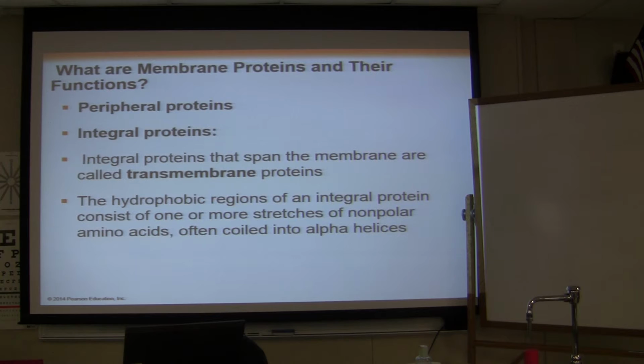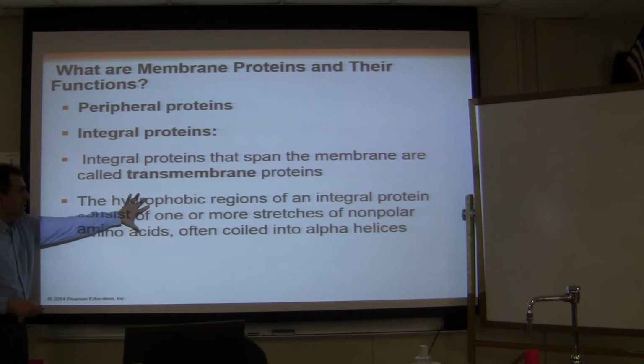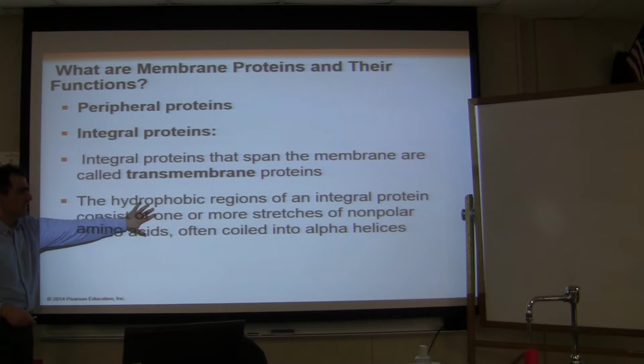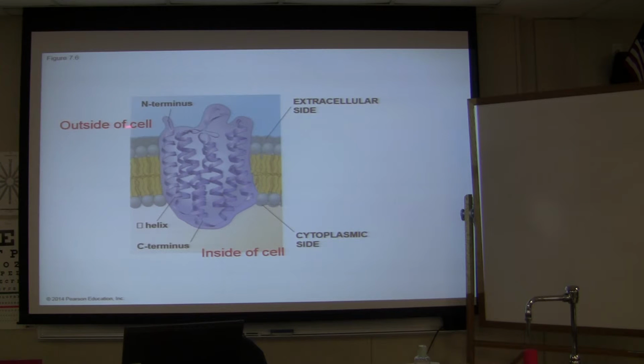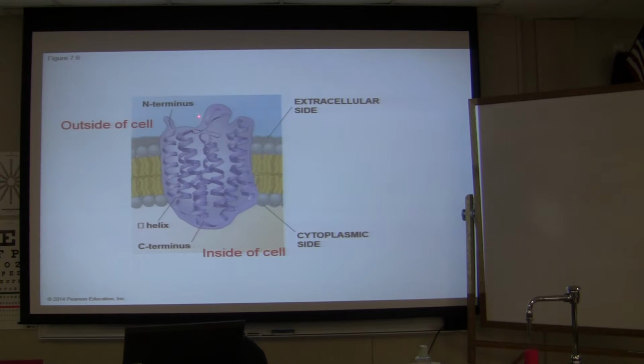The hydrophobic regions of an integral protein consist of one or more stretches of nonpolar amino acids, often coiled into an alpha helix. This needs to be elaborated more when you take cell biology. They talk about this a little bit more, but don't worry about that statement too much. I'm not going to go into details of it, to be honest with you. Here it is outside of the cell. Here it is, they're calling it alpha helix. Right here, it spans through the cell membrane, both phospholipid layers.